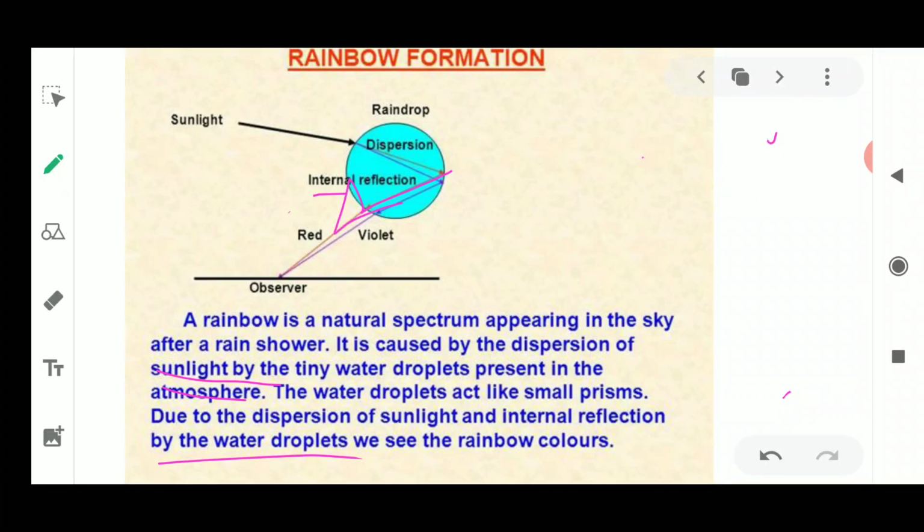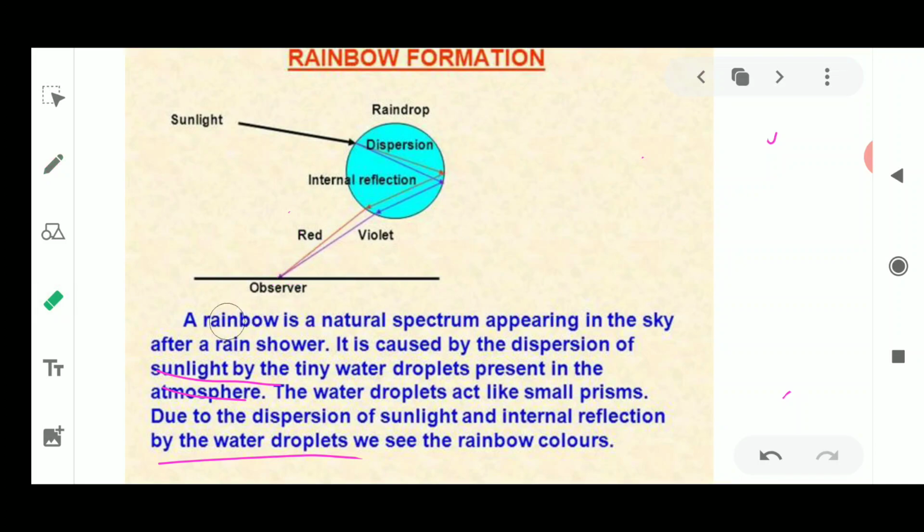Now once it comes out from the surface of the water droplet, the optical density of the medium changes again. Due to this change in density, it is refracted again, and the color is dispersed. As the color is dispersed, the light rays are shown in the form of different colors, and as the observer is at a different path, the color becomes distinct. So this rainbow is again an example of dispersion of light.